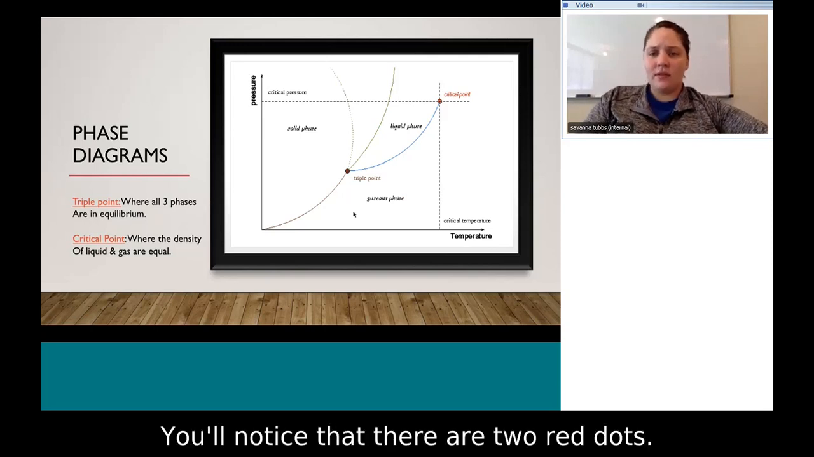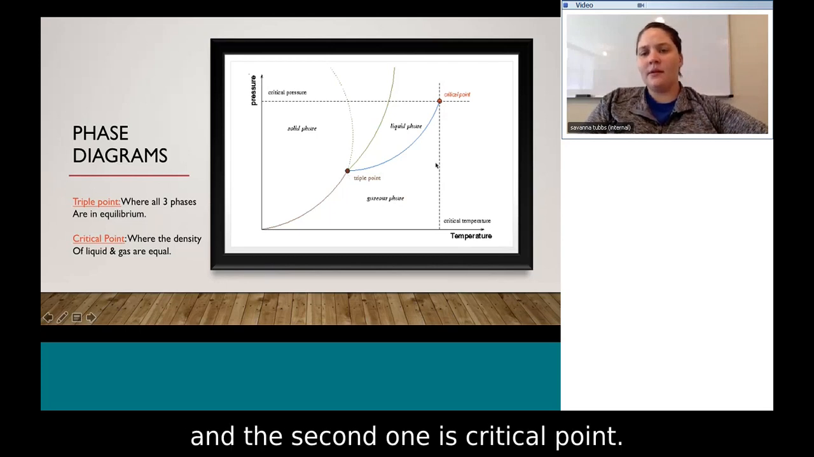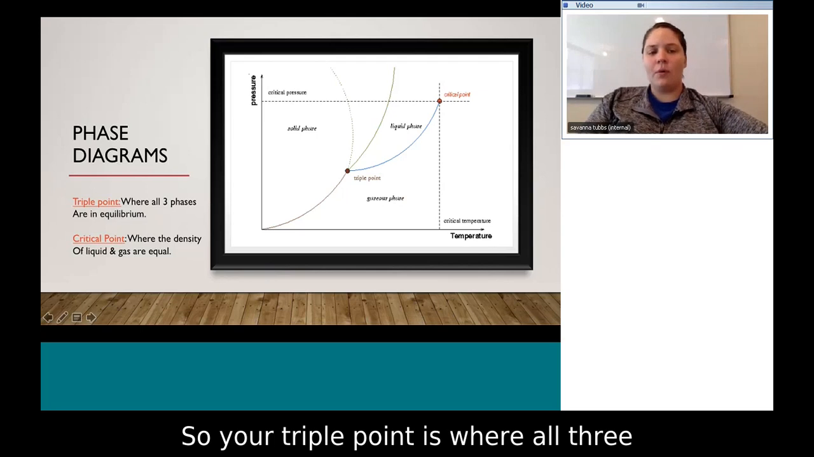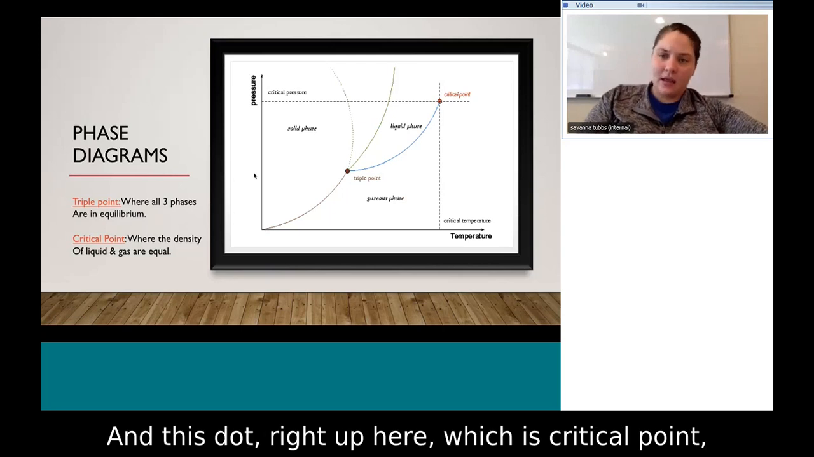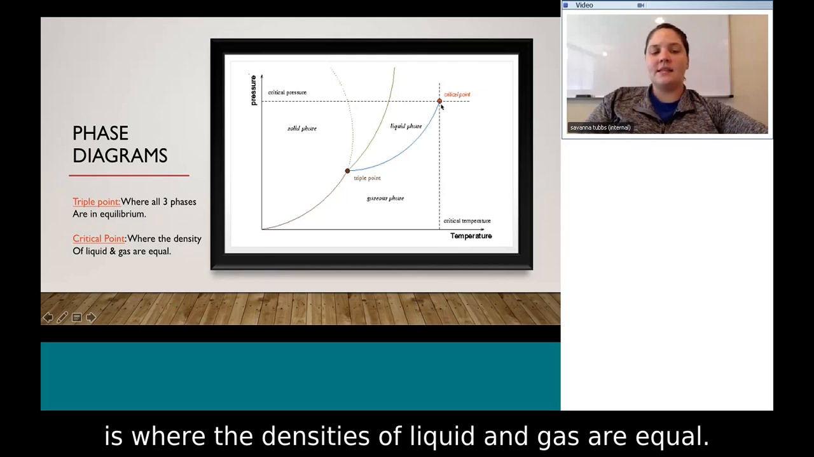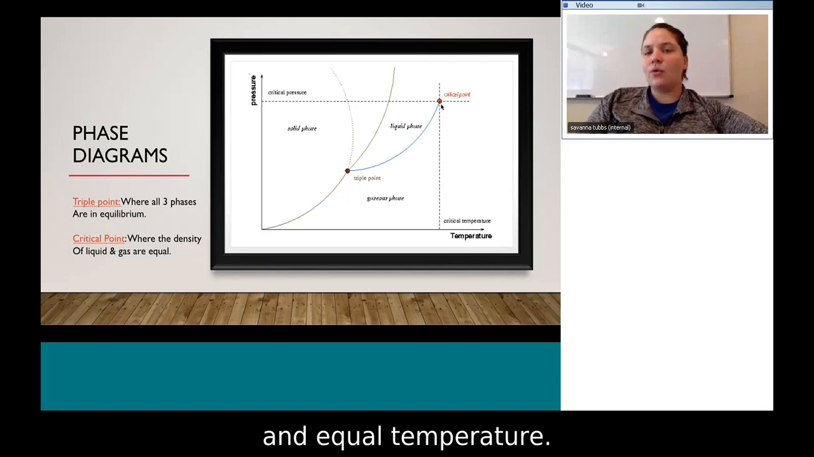You'll notice that there are two red dots. The first one is labeled triple point, and the second one is critical point. Your triple point is where all three phases, solid, liquid, and gas, are in equilibrium. And this dot right up here, which is the critical point, is where the densities of liquid and gas are equal. So you're going to hit both a critical pressure and a critical temperature.